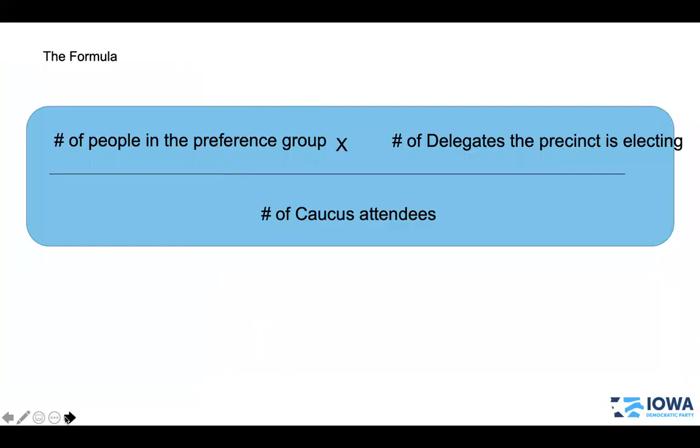On to the next section. Again, here is the formula, so you can see it written out. You would take the number of people in your preference group, multiply it by the number of delegates your precinct is electing, and then divide it by the total number of caucus attendees. I will pause here for a second so you can write this down if you didn't get a chance to do it in the last section, and then we'll move on.